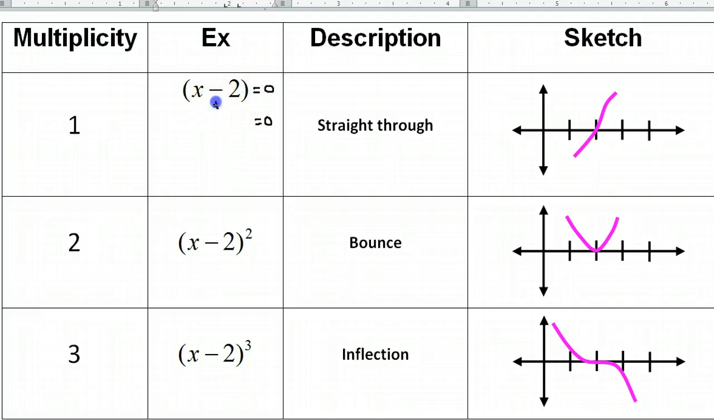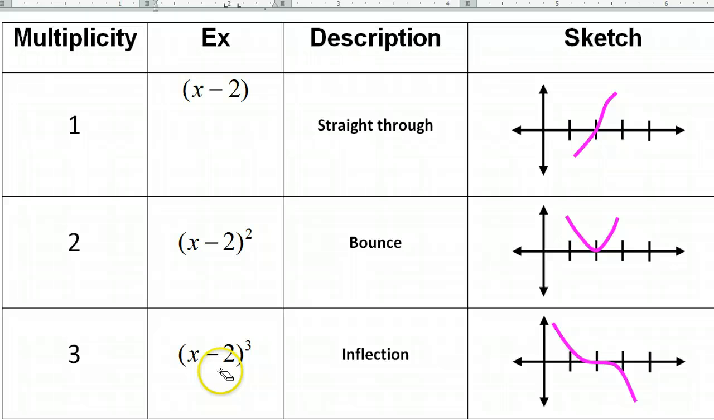It's like setting it equal to 0, and we're adding 2 to both sides, so we wind up getting x equals positive 2 is the 0 that goes with this factor. That's why it's positive 2. Anyway, if it's a single factor, it just goes straight through. On the other hand, if it's a double factor, then it's a bounce. All right, the graph hits and goes back the way it came.